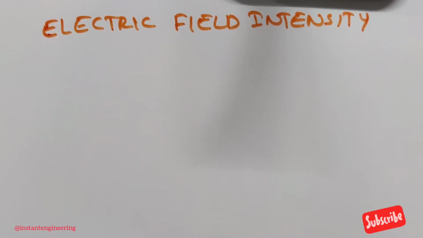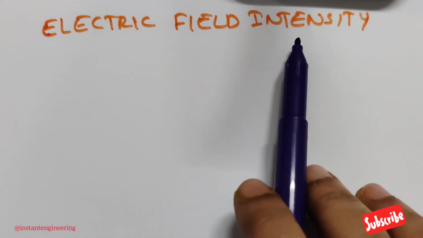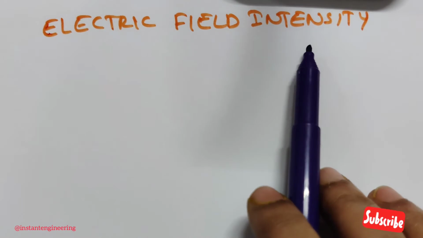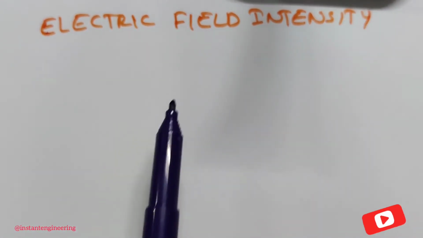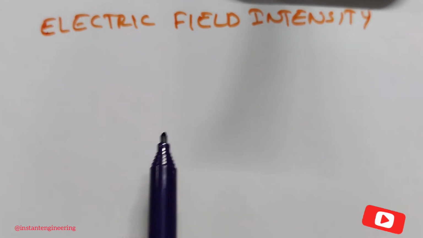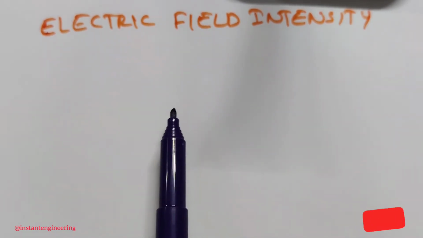So this video is about electric field intensity. This is the next topic after Coulomb's law. So what is meant by electric field intensity? By the name itself you can understand: intensity means its range, its capacity. So the electric field's capacity, till how much range the electric field is there, that we will find in this derivation.